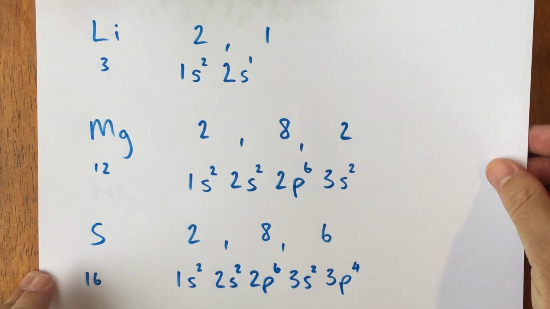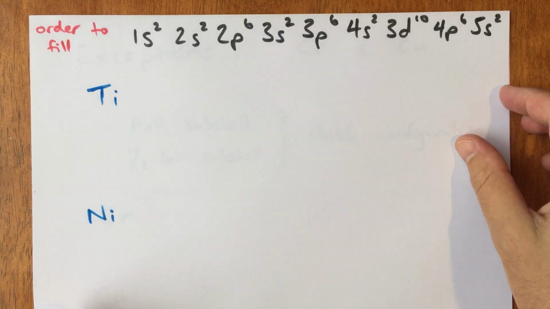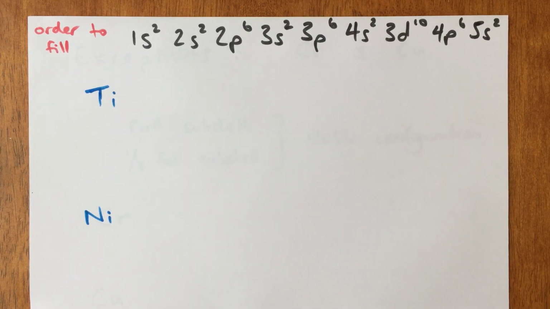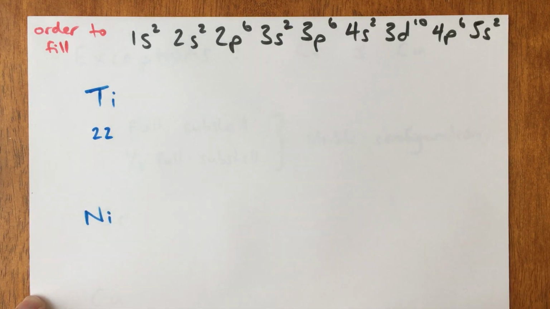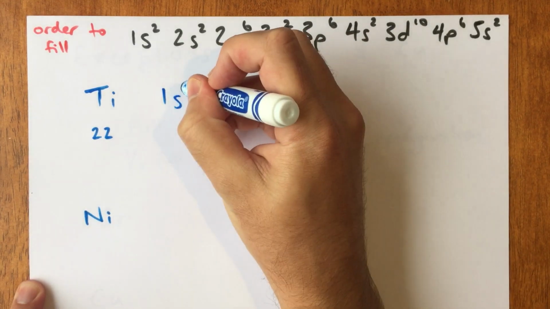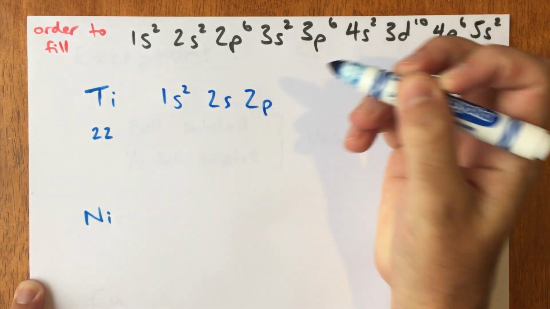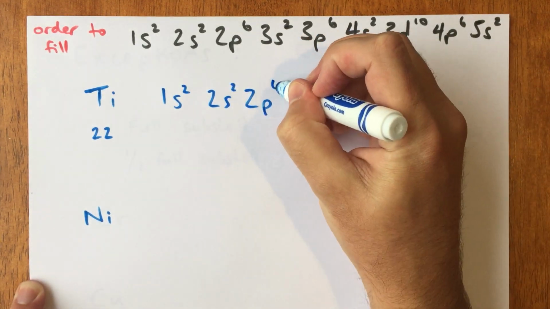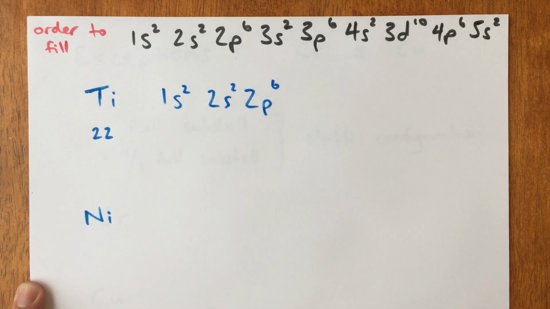To make life a little bit easier for these slightly more complicated ones, I've written the order that we fill sublevels in at the top of the page there, just for us to refer to. Titanium has the atomic number 22. So let's fill titanium. First energy level, S subshell, 2 electrons. Second energy level, there's a 2s and a 2p. We can have 2 and 6 there. 2, 4, and 6 makes 10 so far out of my 22.